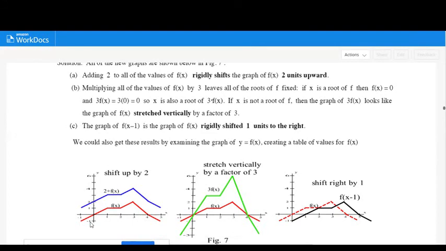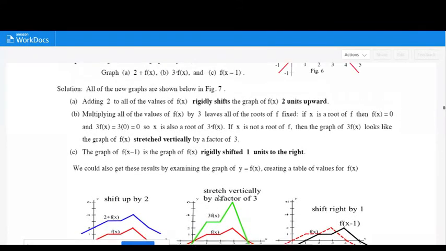So from negative 1 na value ng ating y, naging 1 siya. From 1 na value ng ating y, naging 2 siya, naging 3 siya. And then here, this is still 1, so 3. Yung 2 na value ng ating y, naging 4 siya kasi nga 2 units upward siya. So ito yung mangyayari.